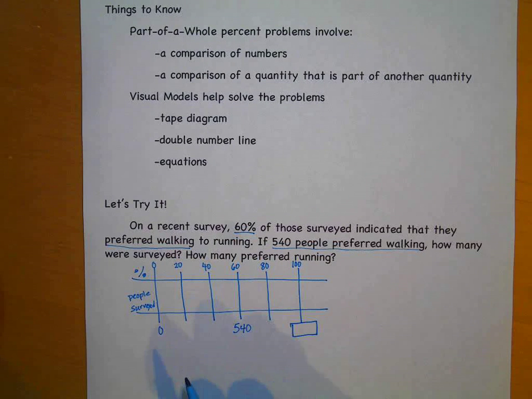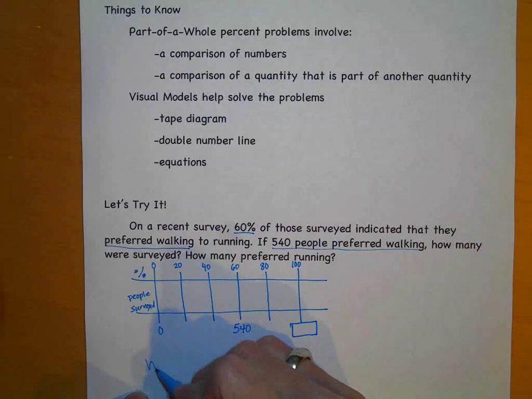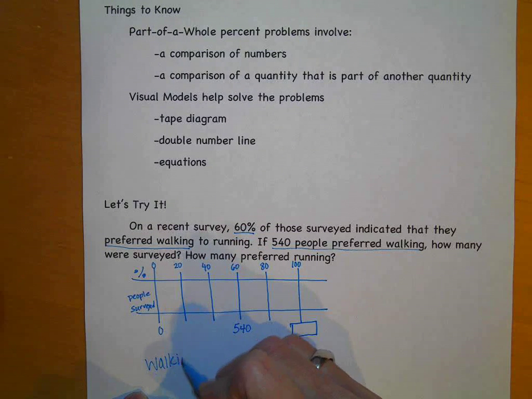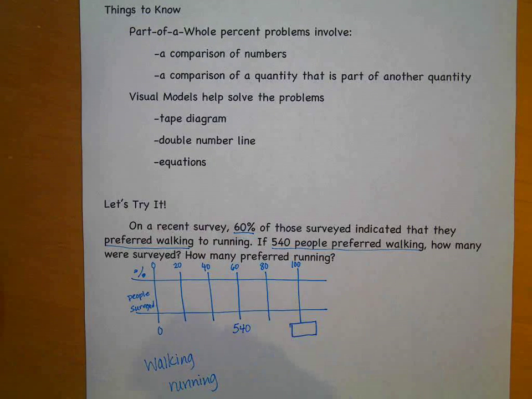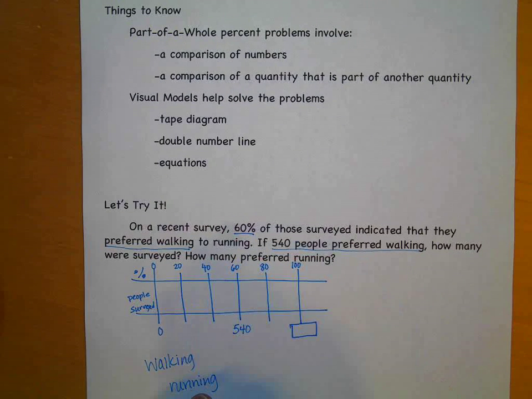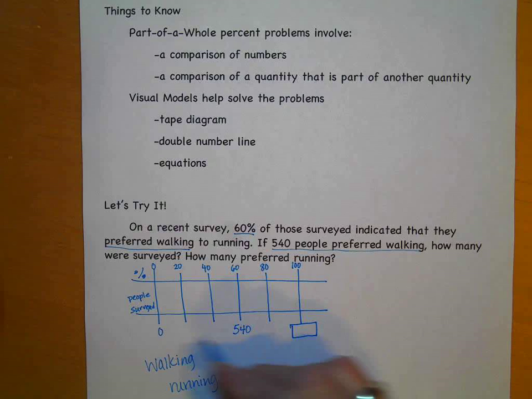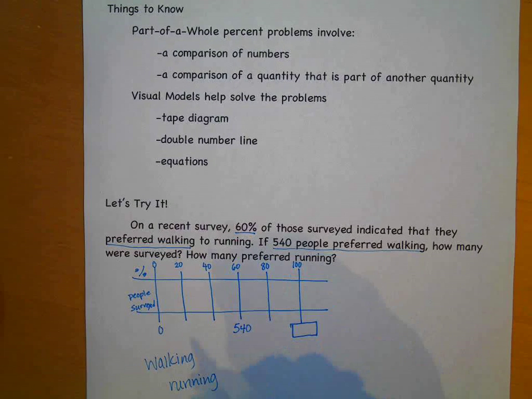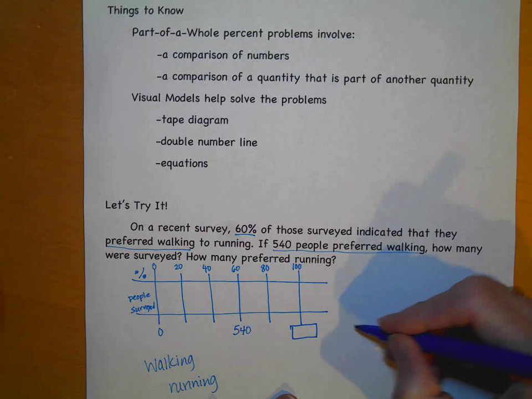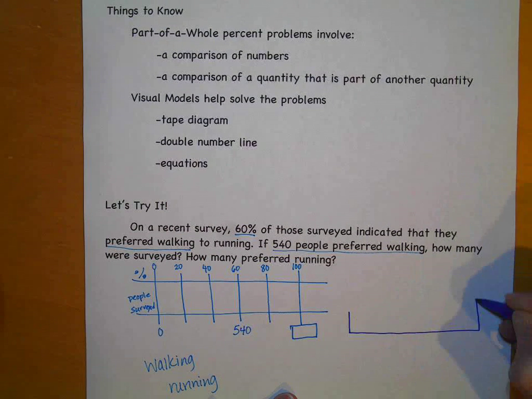Okay? So there's only 2 things that we know. We know that the whole survey is about walking and running. Right? Okay, so that's 2 things. So if 60% preferred walking, so that means all of these guys preferred walking, then all of these guys would prefer running. So I'm actually going to use a different tool.